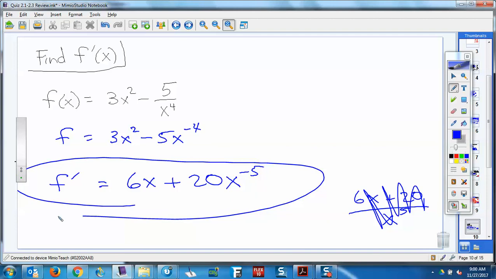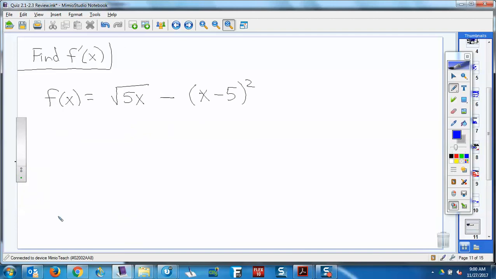Okay, good enough. All right, try it out. Okay, get it written down, and don't look up here. I'm going to work it. Don't look up here until you absolutely need to.